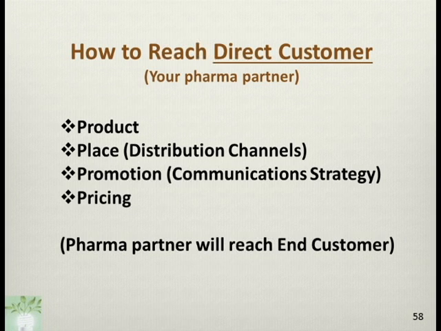In the production and marketing section, you really need to speak about how you're going to reach your direct customer. And for most of you, this will be your pharma partner that you're going to license to. Products should describe the total package of benefits obtained by your direct customer. Place describes the distribution channels. And in fact, this isn't really that applicable for a licensee.